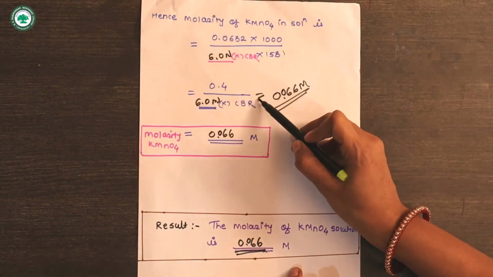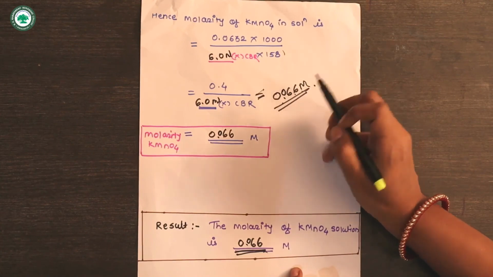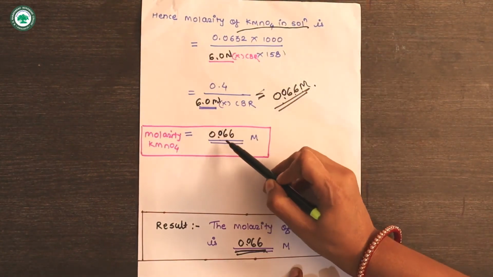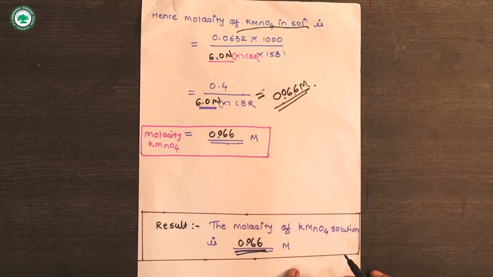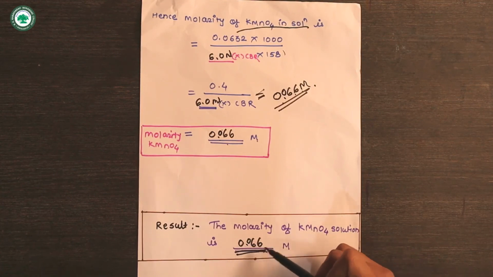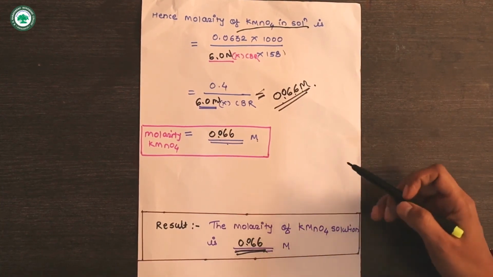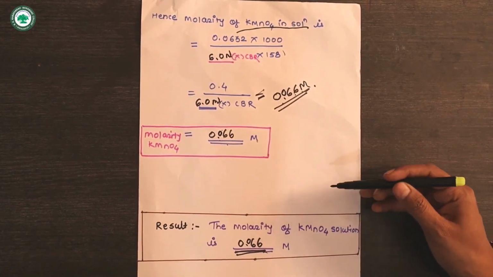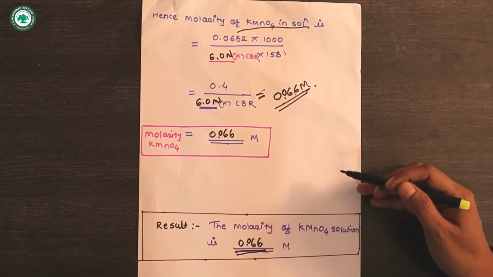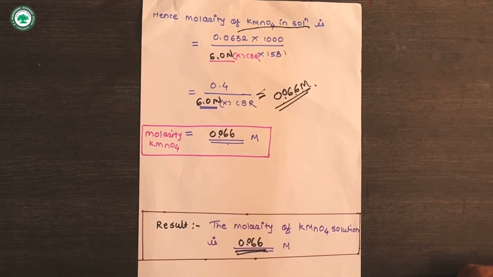Now from the whole calculation we get 0.066 molar, meaning the molarity of KMnO4 solution is 0.066 molar. Now it's the result: the molarity of KMnO4 solution is 0.066 molar. This is the calculation, and the practical performance, the determination of the molarity of KMnO4 solution as 0.066 molar, is completed. Thank you.